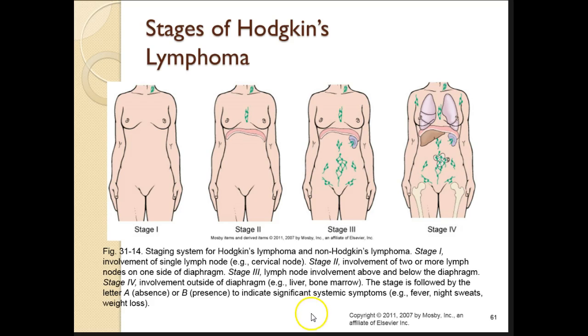Stage 2 is involvement of 2 or more lymph nodes on one side of the diaphragm. It is considered a stage 3 when there is lymph node involvement above and below the diaphragm, and stage 4 is when there is involvement outside of the diaphragm. The stage is followed by the letter A, meaning absence, or B, presence, to indicate the significant systemic symptoms, such as does the patient have fever, night sweats, or weight loss.